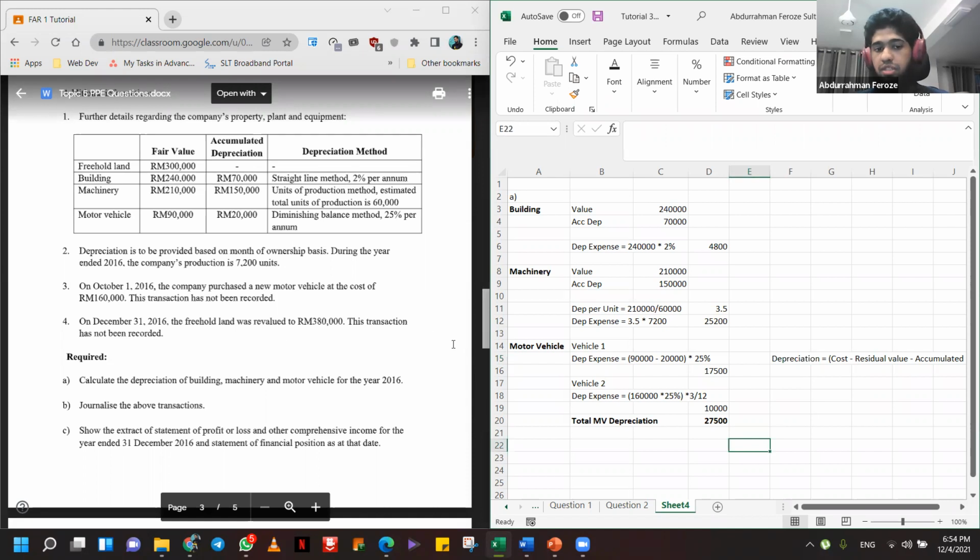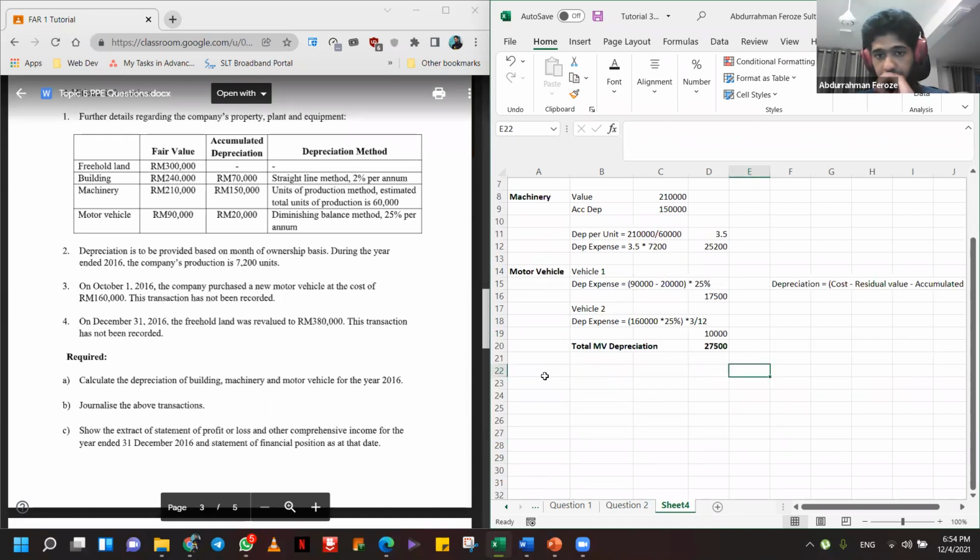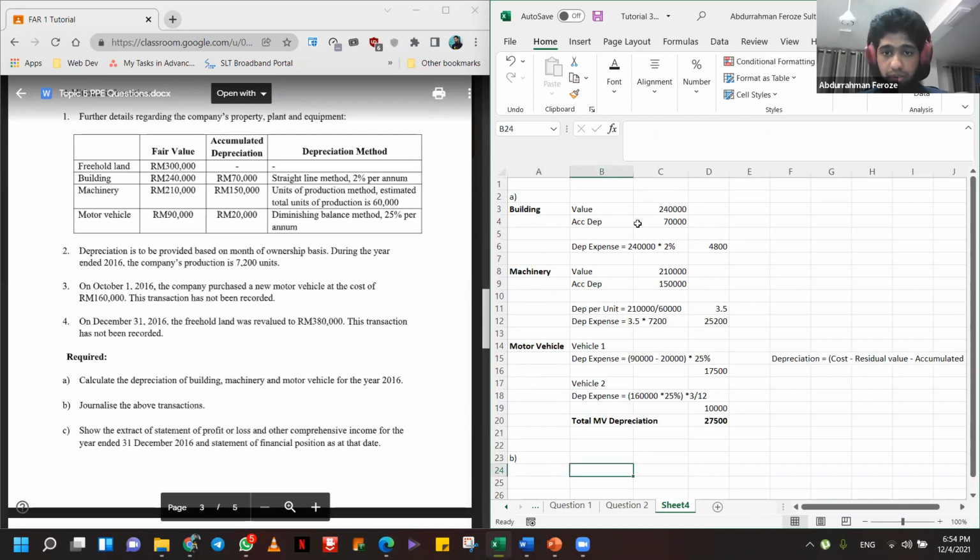So basically, we have done part A. Part A is done. Part B is now generalizing the above transactions. If you do part B here, it's easier next to it. All right. So here for the first one, we have depreciation expense of 4,800.